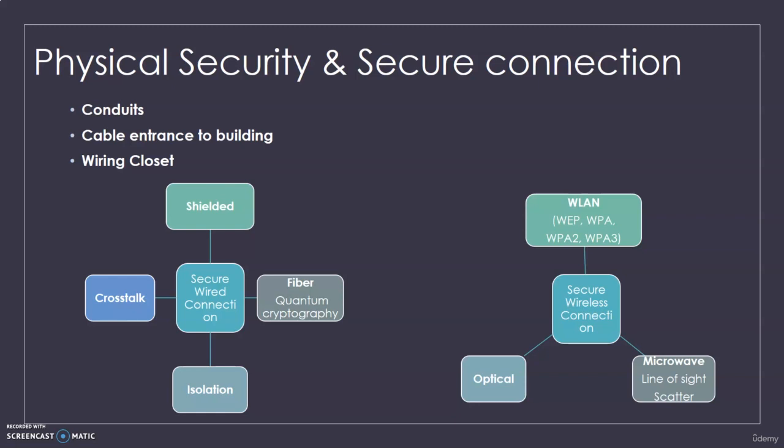Let's start with physical security: having a network and cabling and conduits to protect them from accidental and intentional damage, protecting where cables come into a building and making sure that we have true redundancy, that we don't have two fibers in the same trench, and protecting wiring closets so people don't get access directly to switches and other pieces of network equipment.